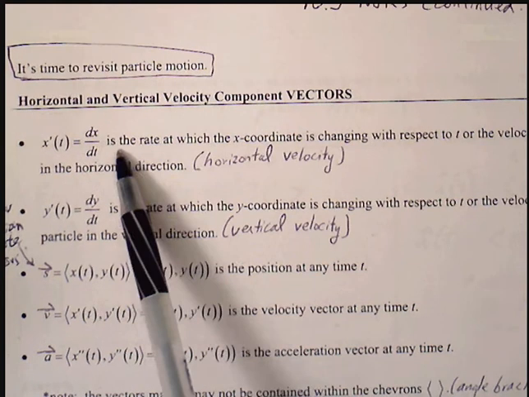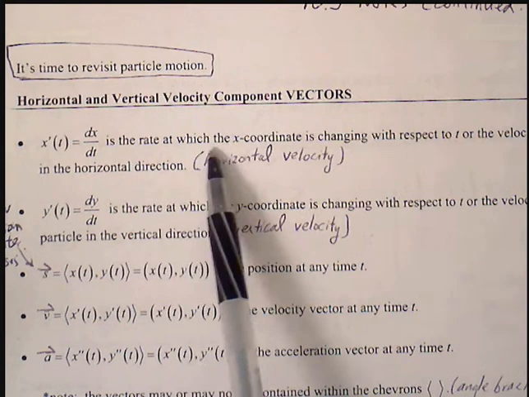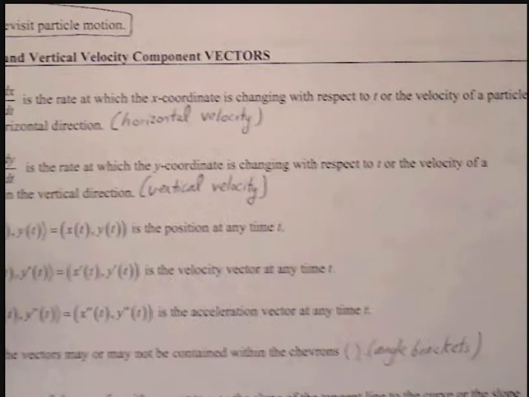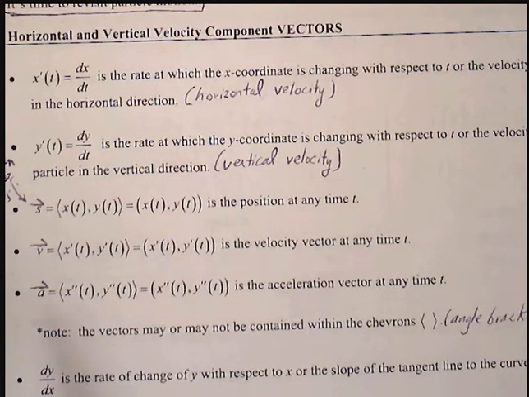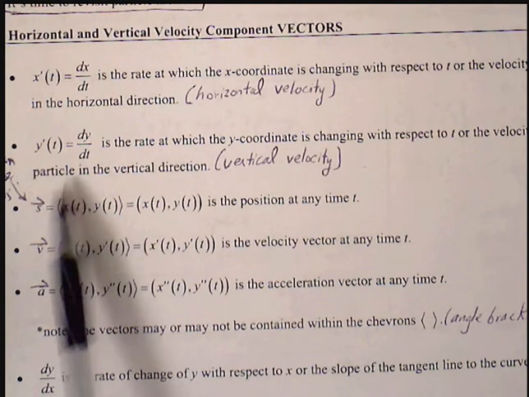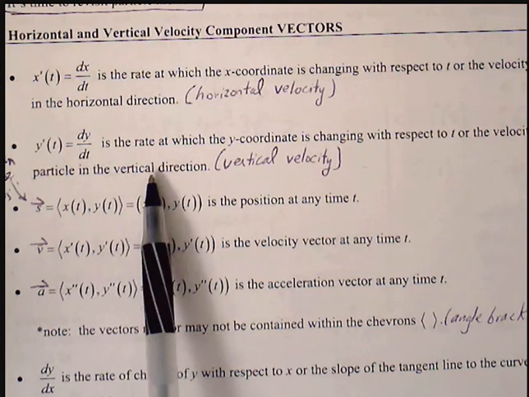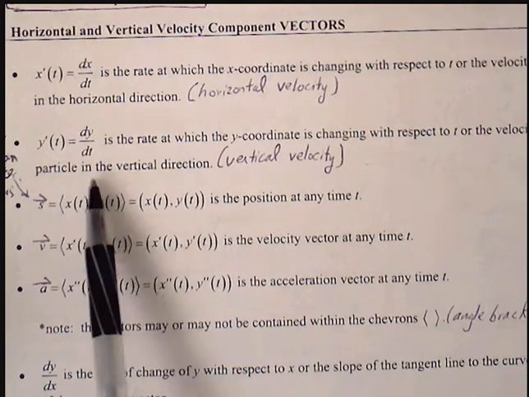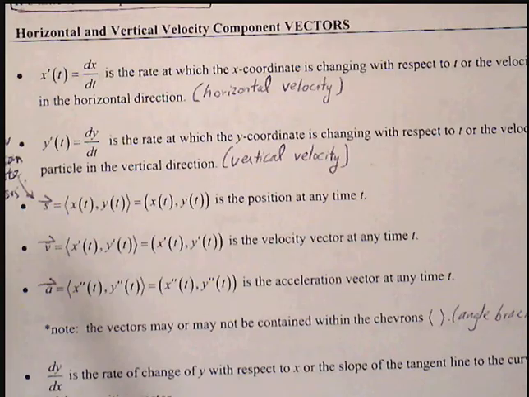So x prime of t, we can also think of it as dx over dt. This is the rate at which the x coordinate is changing with respect to t, or the velocity of a particle in the horizontal direction. We can also think of this as horizontal velocity. Y prime of t, or represented as dy over dt, is the rate at which the y coordinate is changing with respect to t, or the velocity of a particle in the vertical direction, vertical velocity.